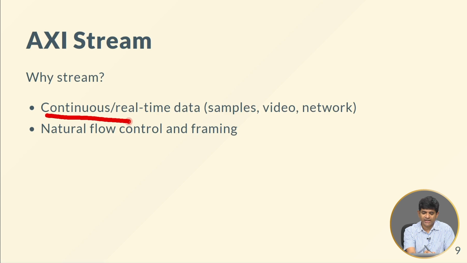Mostly for continuous data. For example, samples from an A to D converter, video data, network. Network is potentially not real time in the sense that I don't have deadlines saying by this time I need to get rid of this packet, or most of the time we don't. But it is still large enough volumes of data that I could think of it as a chunk of data that needs to get transferred. The nice thing about it, as I mentioned, is it has a very natural flow control, and the framing. The framing is related to one more signal in the stream which is called the T last, which allows me to indicate the end of a packet.